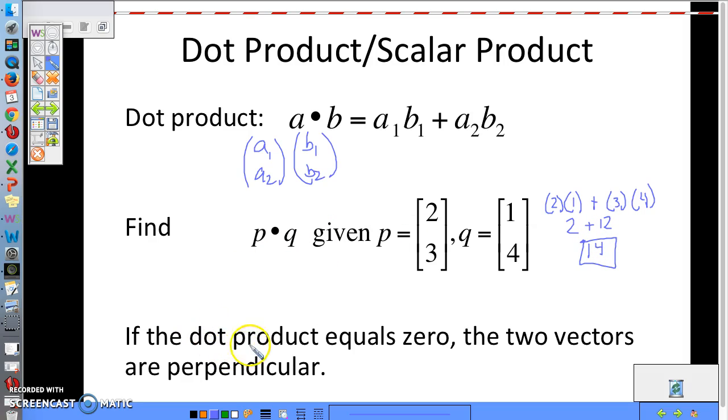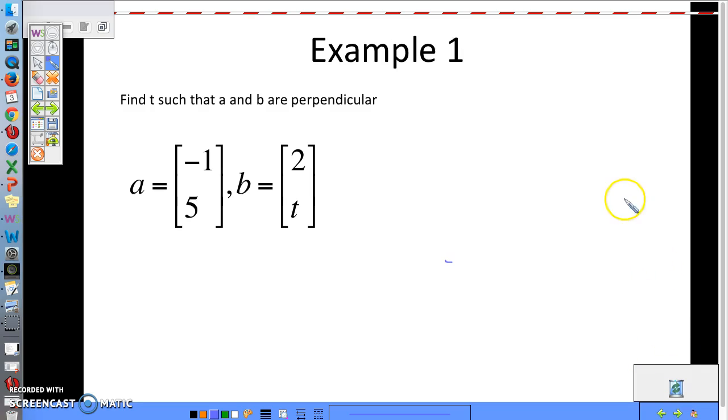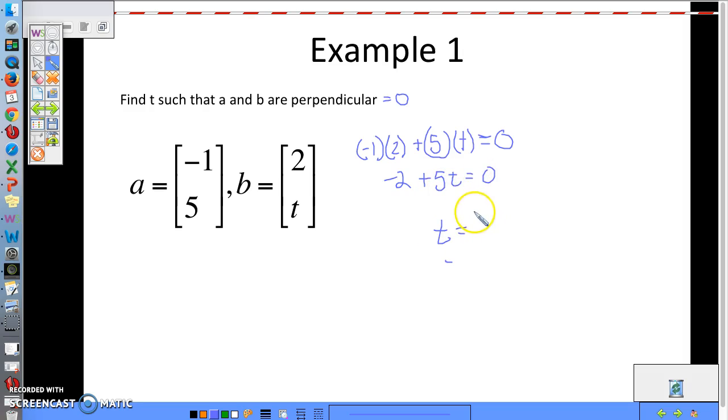Now the interesting thing about this dot product is that if it equals 0, the vectors are perpendicular. So on this one, we have to find t such that a and b are perpendicular. That means the dot product has to equal 0. So negative 1 times 2 plus 5 times t has to equal 0. So we have negative 2 plus 5t equals 0. If we solve for t, add 2 and divide by 5, t is 2/5.